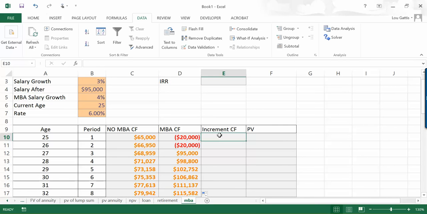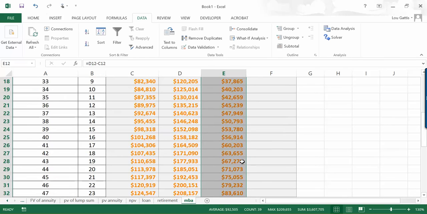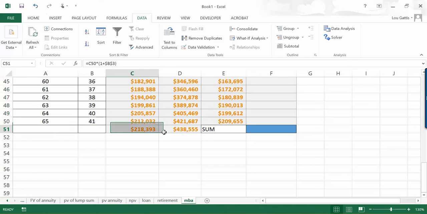So let's look at the differences. If I take my MBA minus my no MBA, I'm down 85,000 in the first year, 86,950 in the second year. Then I start making more money because I've got a higher paying job, and it gets even better. Now I'm going to delete off these two here. It looks like they've got an extra 2.